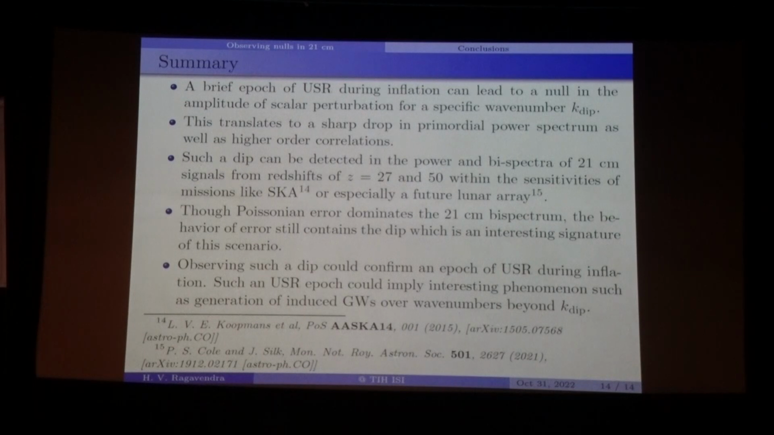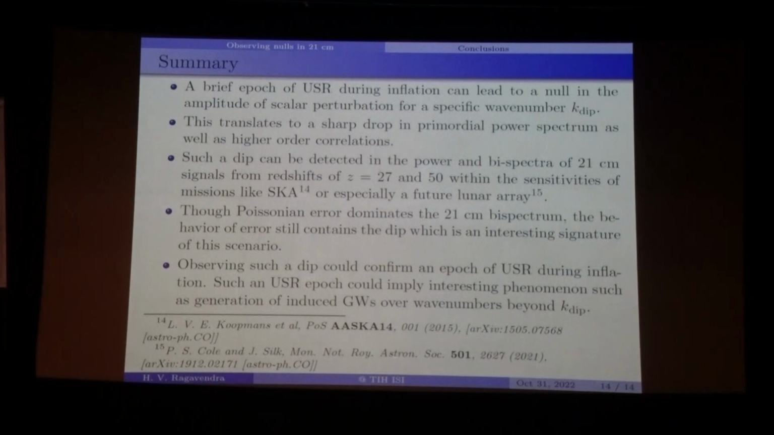What I have been trying to convey is that a brief epoch of ultra slow roll can lead to a null at a specific wave number called k_dip. And this dip gets translated into a nulling of all the primordial correlations, namely the power spectra, bispectra, and so on. Such a dip, when captured in the wave number of interest, can be observed at the redshifts of 27 and 50, which are well within the sensitivities of SKA and especially future lunar arrays and so on.